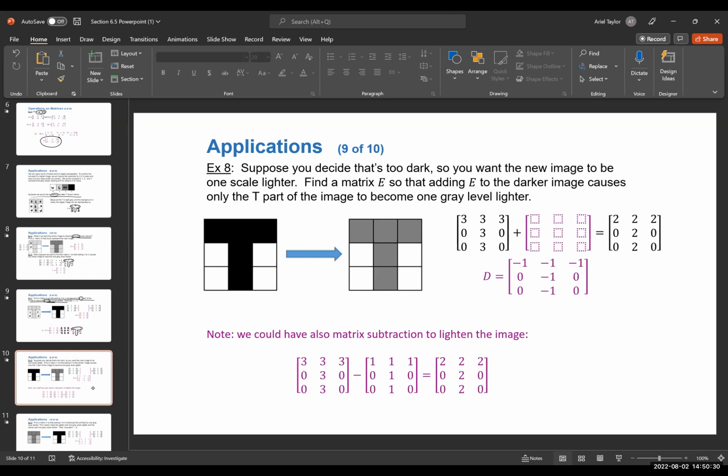Okay. Now, what if we have this darker image and we need to go back 1 scale? That means we subtract 1s. Remember, we're still keeping zeros in these other spots because we're not messing with those spots at all.